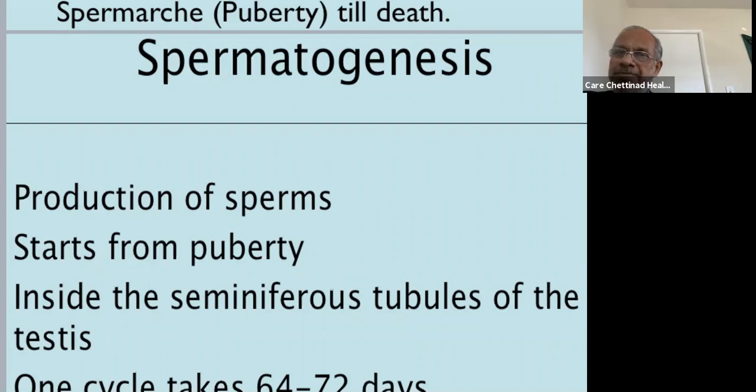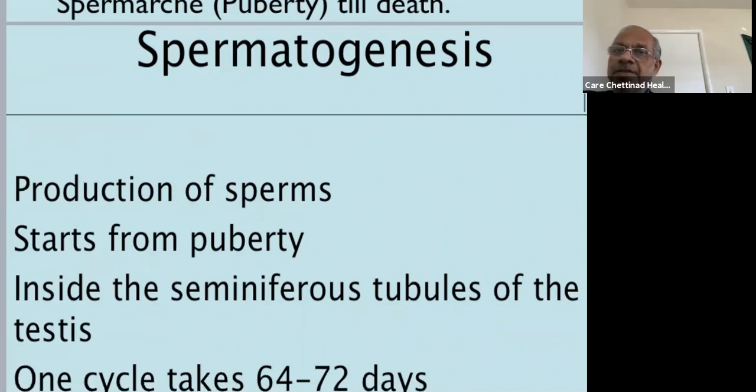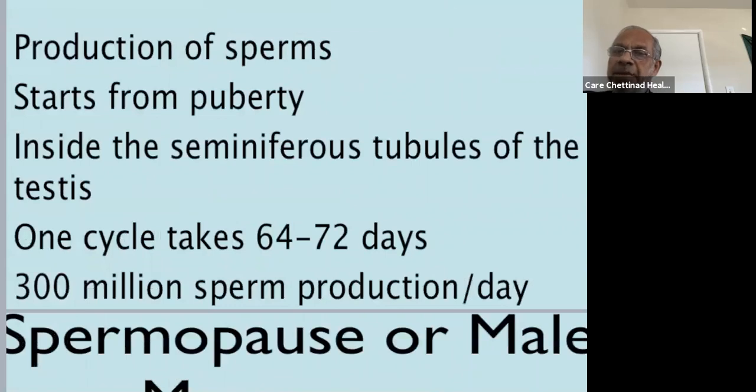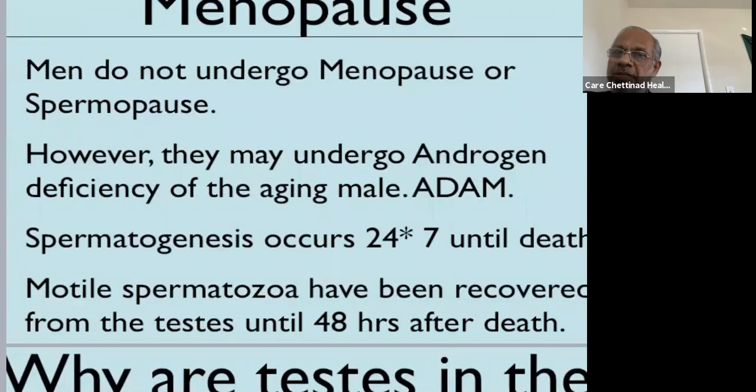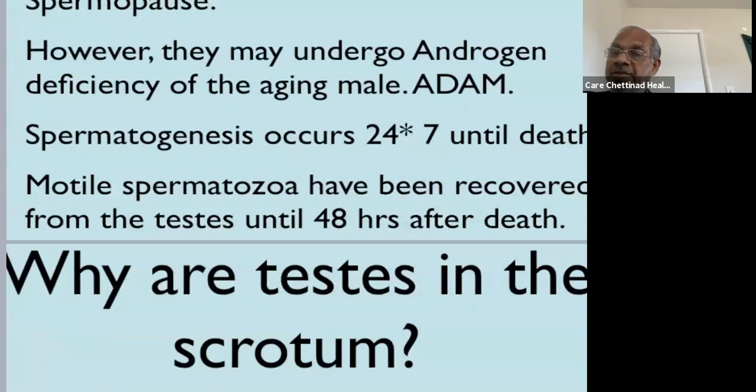and there's no andropause. Production of spermatozoa starts from puberty. It happens inside the seminiferous tubule of the testis. One cycle takes 64 to 72 days, and man produces about 300 million spermatozoa per day. As mentioned just now, men do not undergo menopause or spermopause. They may undergo androgen deficiency of the aging male, what we call ADAM. Spermatogenesis occurs 24 hours a day, 7 days a week, non-stop. And we could recover sperm.